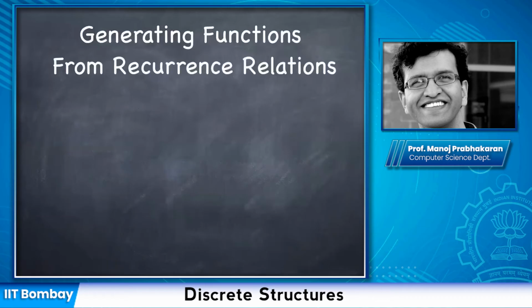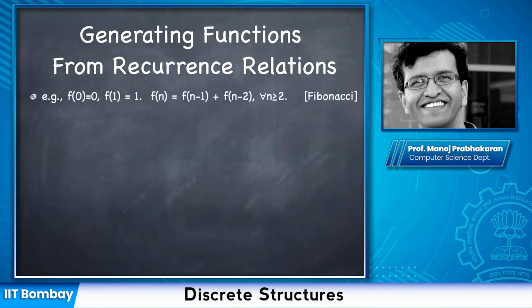Okay, and as I already mentioned, our interest in generating functions is because you can get them from recurrence relations. So let's take an example. This is a Fibonacci sequence, and the recurrence relation, these are the base cases, f0 and f1, and fn is fn minus 1 plus fn minus 2 for n greater than or equal to 2.